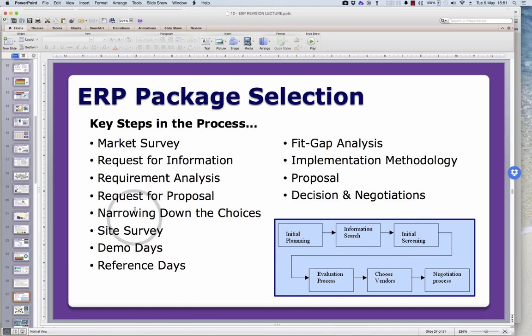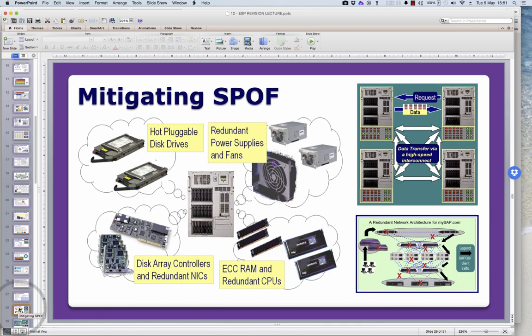You won't be asked to remember these things, but you might be asked to put them in the right order, because some of these are similar. You need to know the order and what they're actually doing, so just gen up on that.